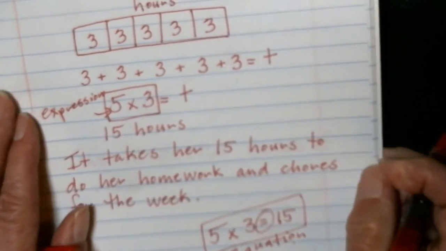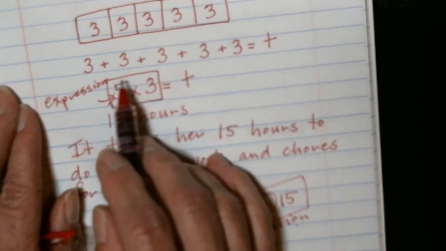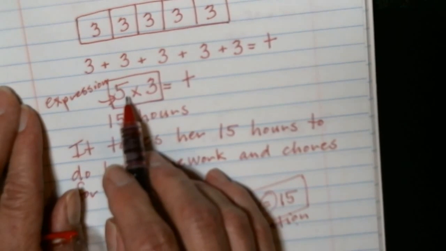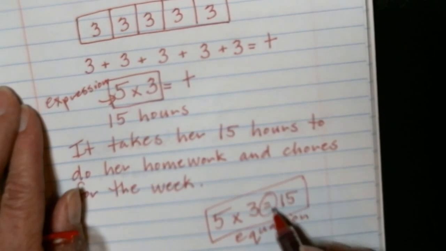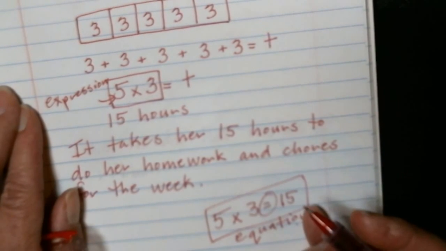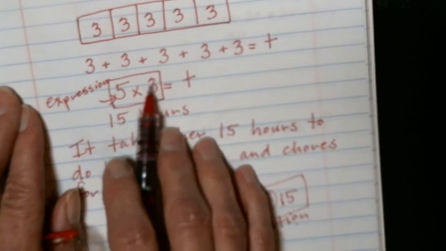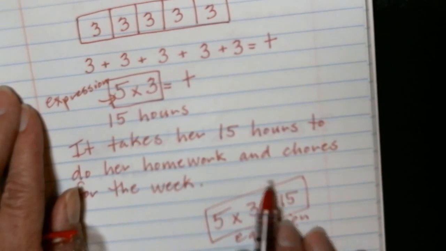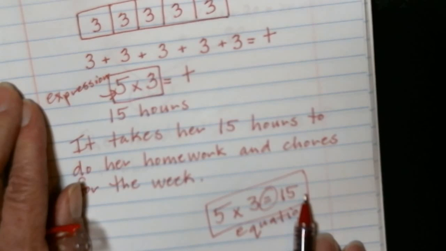So again, the difference between an expression and an equation: the expression is just numbers and a symbol showing how you're going to find something. This is giving what the answer to the problem is, it equals something. So expression: numbers and an operation. Equation: numbers and an operation, and equals something.